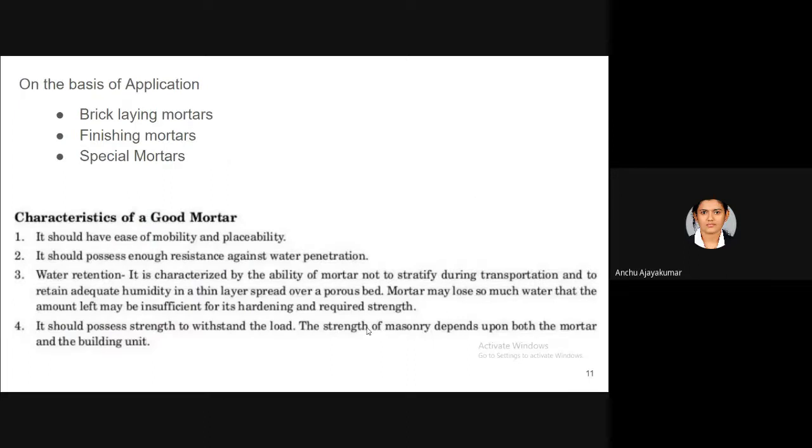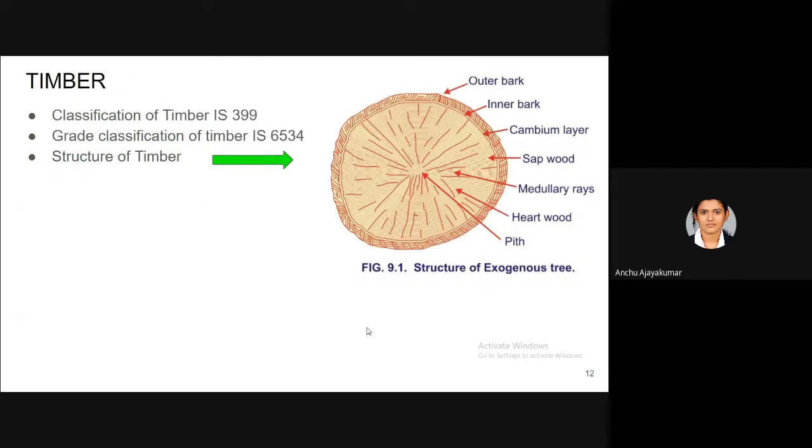Next, based upon the application, we have bricklaying mortars, finishing mortars, special mortars like that. Special mortars are nothing but for acoustics or X-ray rooms. We are providing a different mortar for the shielding power against radiation rays and all. Those are some kind of special mortars. Then characteristics of a good mortar. You need not explain anything in that because I think it's simple by words itself.